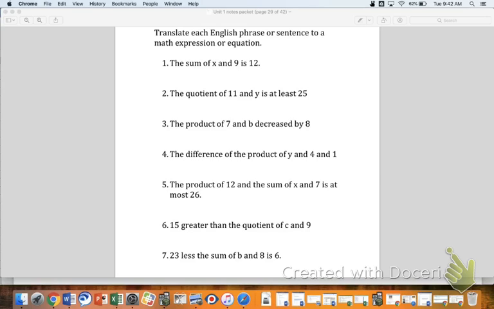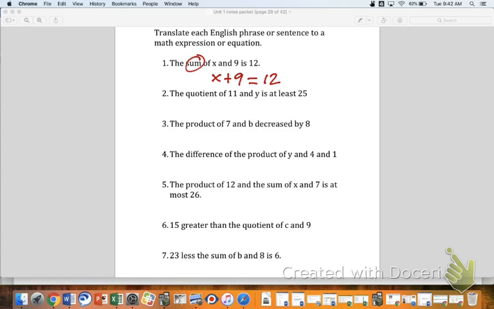Okay. The sum of x and 9 is 12. Sum means addition. If you watched the video, hopefully that came through pretty clear. The sum of x and 9, so that would be x plus 9. Is almost always means equals. It's some kind of relator. So I would go x plus 9 equals 12 for number 1. There is no need to solve. At no point does it say find what x is or solve for x or anything like that. It just says translate. So we're translating that English into math. Any questions on number 1?